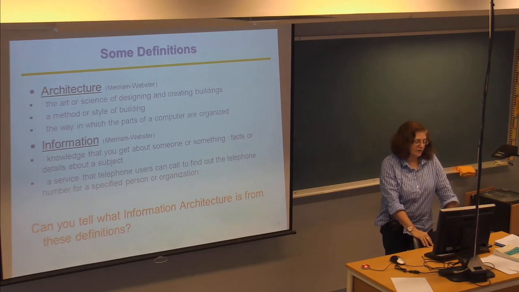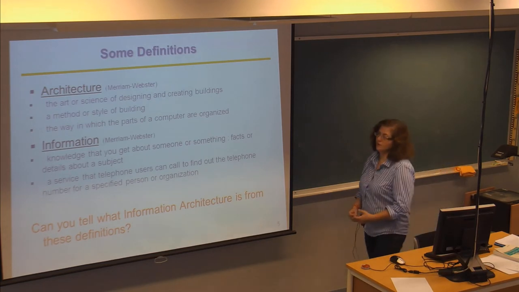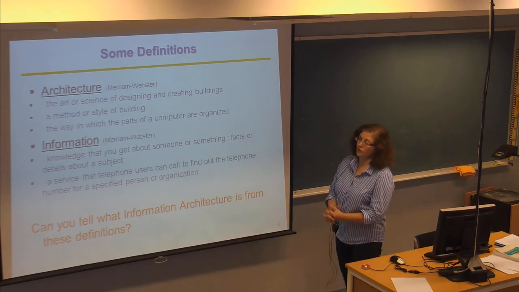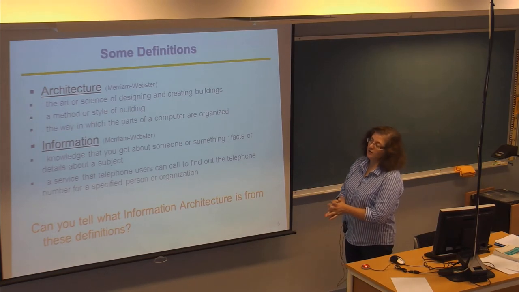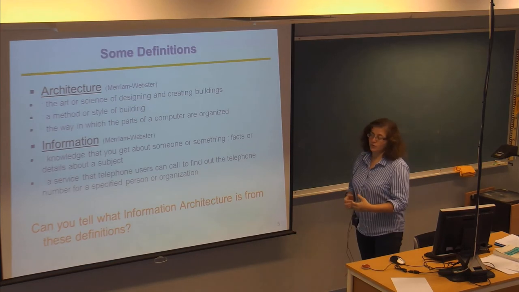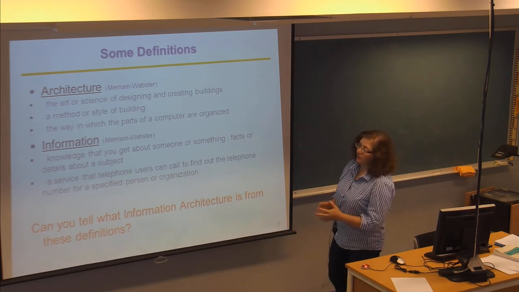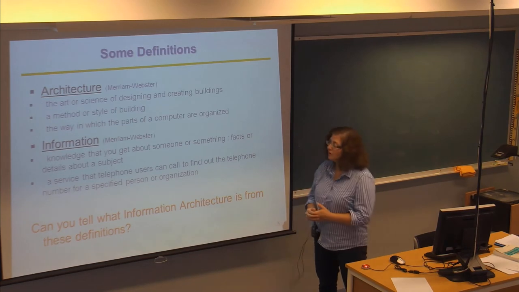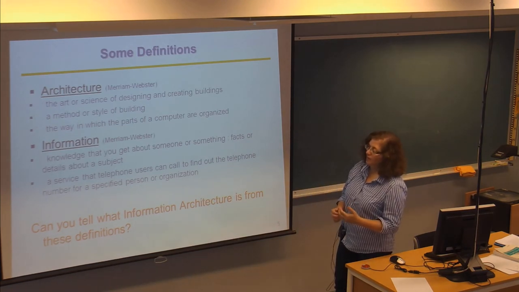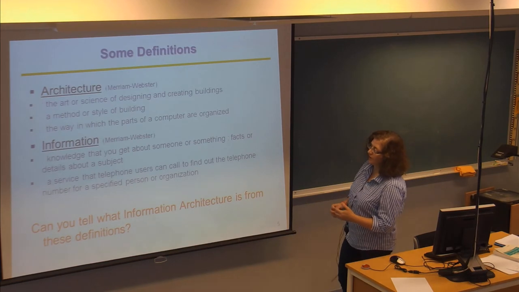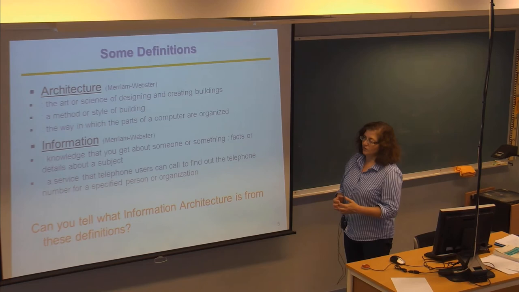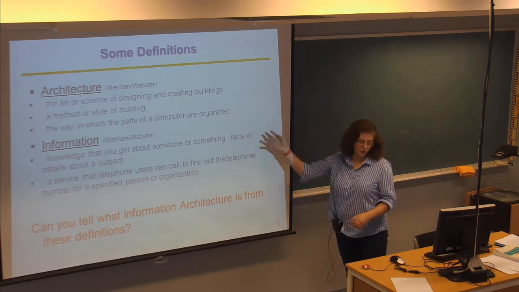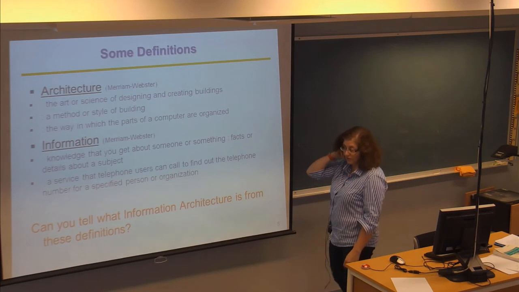So if we look at the words separately, we really don't come up with the real meaning. You can see from the Merriam-Webster dictionary that architecture can be the art and science of designing and creating buildings, a method or style of building, and they also list the ways in which parts of a computer are organized. They don't even mention how information is organized. Merriam-Webster also says information is knowledge that you get about something, facts or details about a subject. You'll see our book takes a slightly different definition than this.